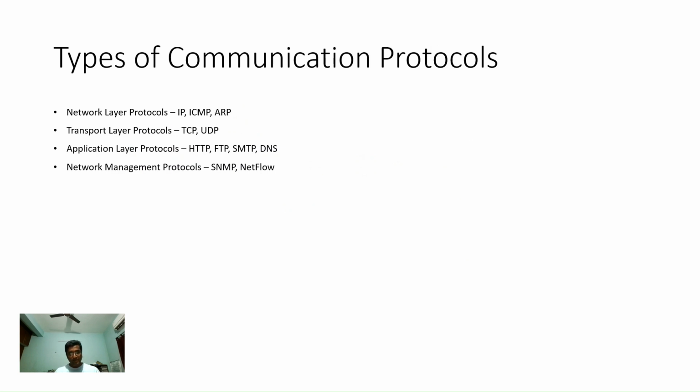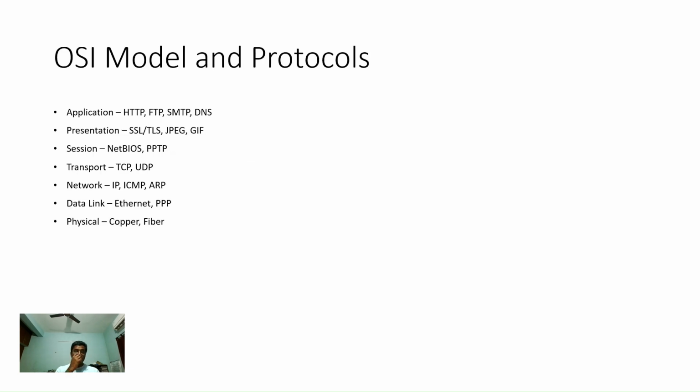So for the network layer protocols, we can go ahead with IP, the Internet Protocol, and ICMP, and the transport layer protocols can be TCP, UDP, and others. The application layer protocols include HTTP and FTP, and the network management protocols are SNMP and NetFlow.